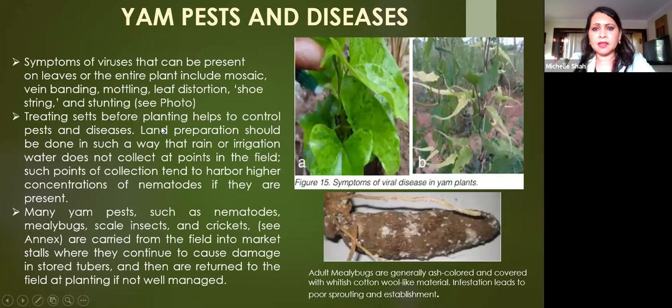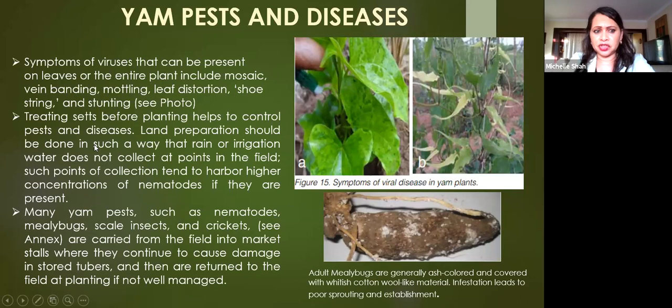The pest and disease now, symptoms of viruses that can be present on leaves of the entire plant include mosaic, vein banding, mottling, leaf distortion, and stunting. So we see this photo of diseases in the plants. Treating sets before planting helps to control pests and disease.